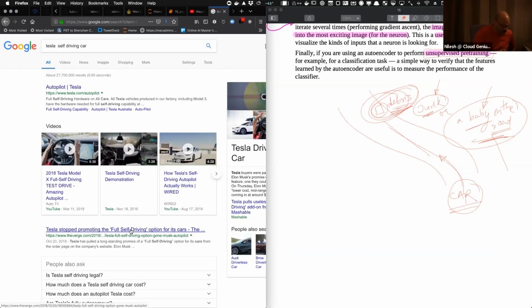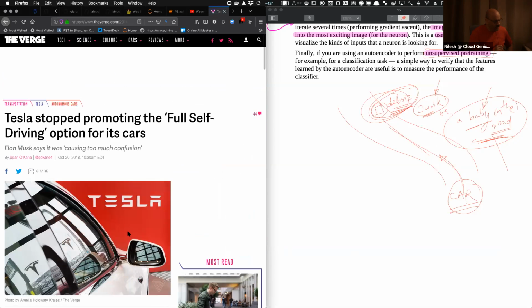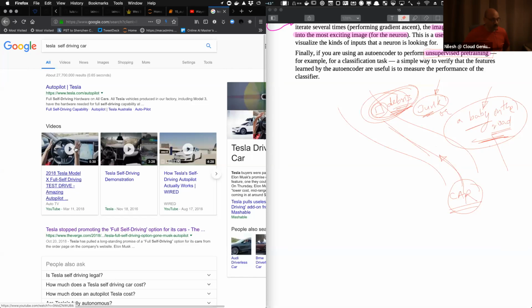this is another crazy news. Tesla stopped promoting the full self-driving option for its cars. This is like October 20th, a month ago. I must have missed that news. But this is the root of the problem, essentially. This confusion that he's talking about.